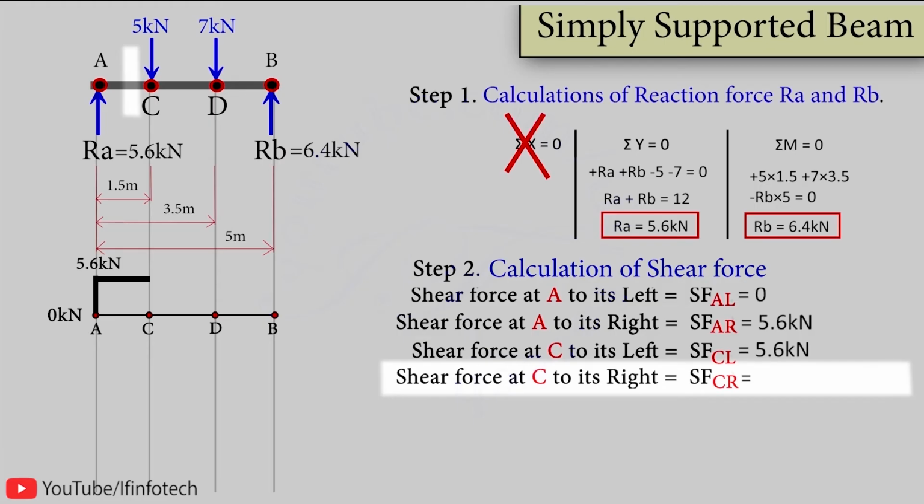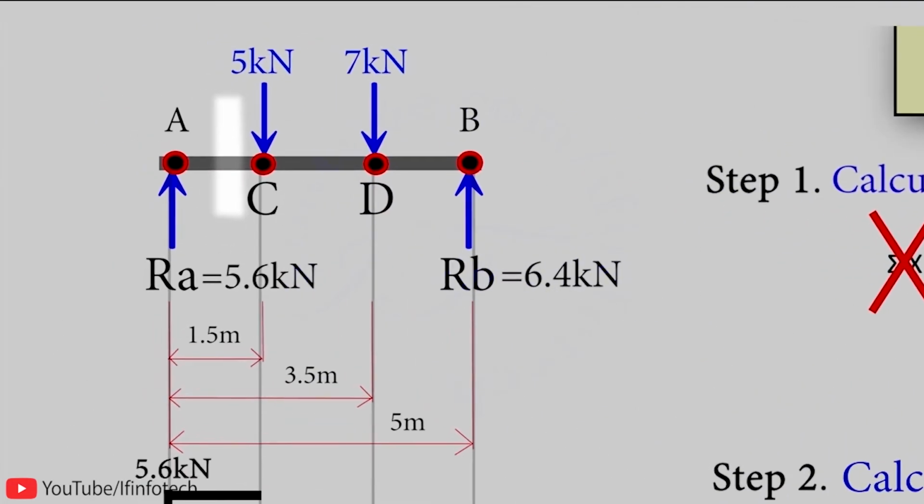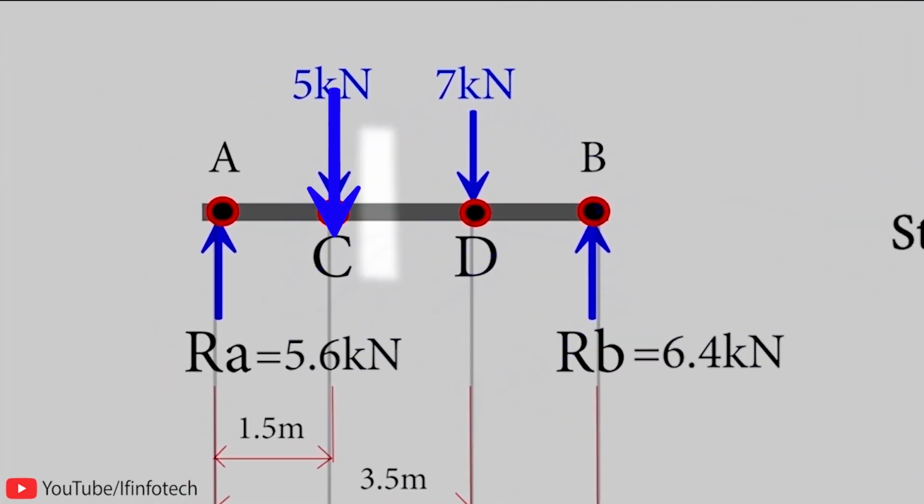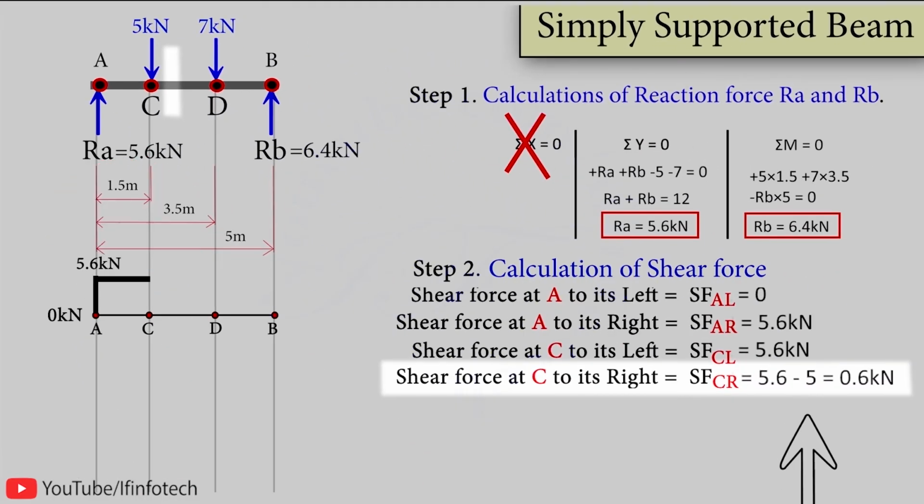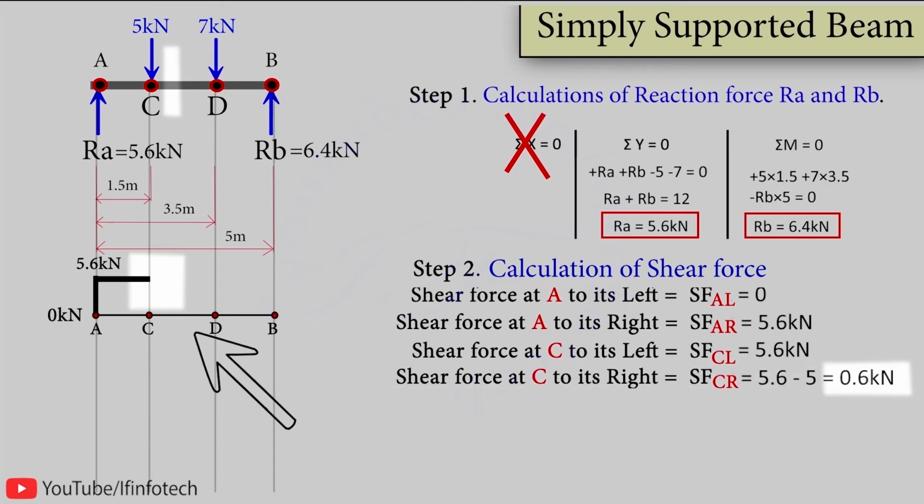Now to minimize calculation, here I have carried forward the previous value of shear force up to point C to its left side, which is 5.6 kN, and when we move towards the right of point C, there is a 5 kN downward force, which is negative. So this will be plus 5.6 minus 5, and it gives me the value of shear force as 0.6 kN. Therefore, SF at C to the right is 0.6 kN. Now, in case the value of shear force is positive, therefore I make a vertical line of 0.6 kN.